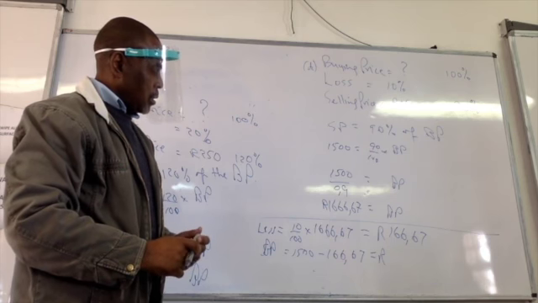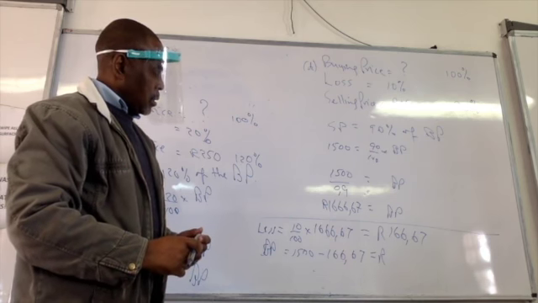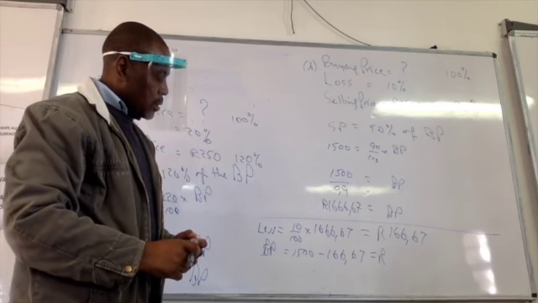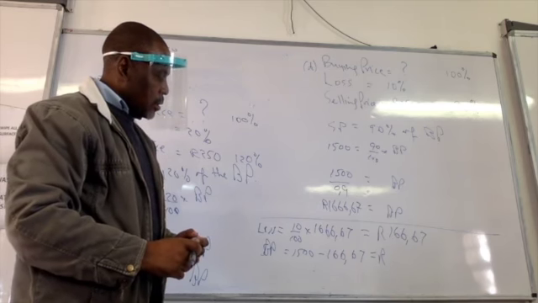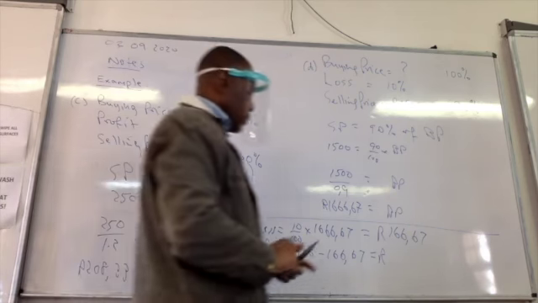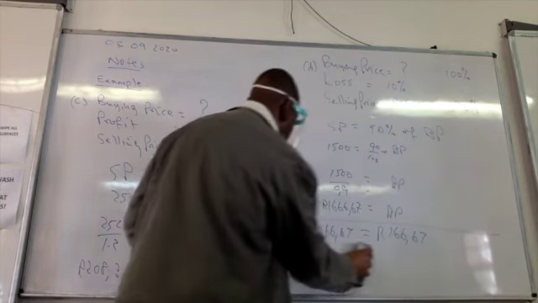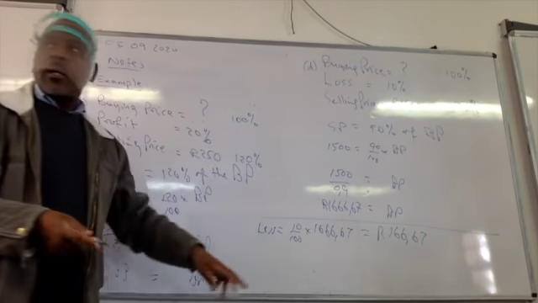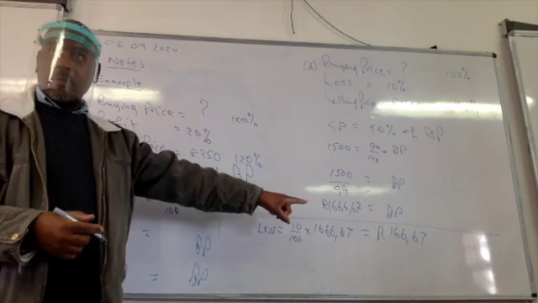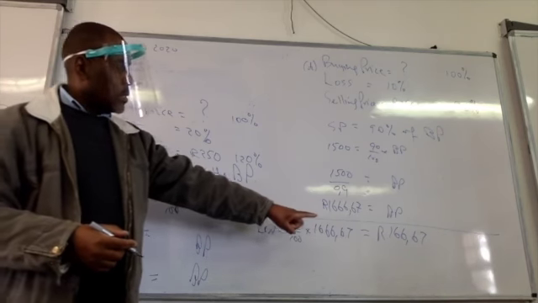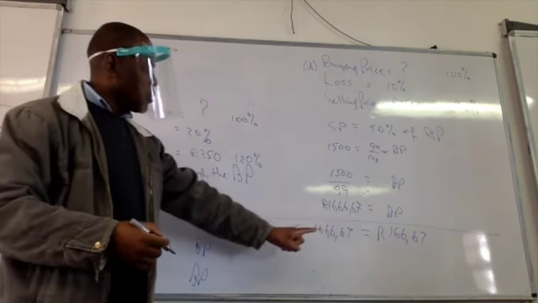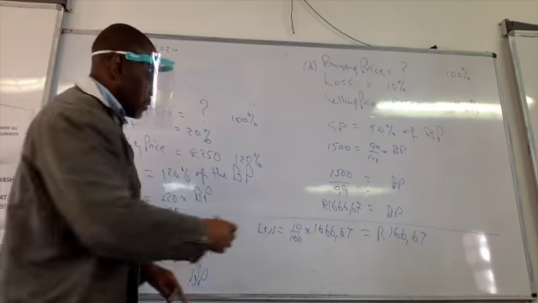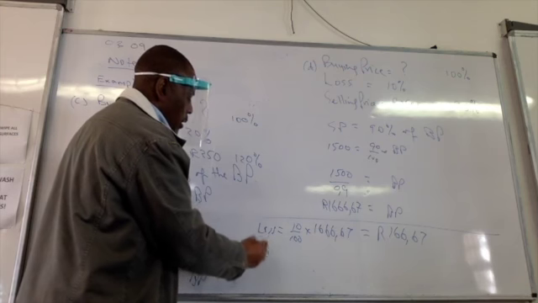So this is the loss, and now you need to subtract it from 1,600, the 1,666, to get the buying price.